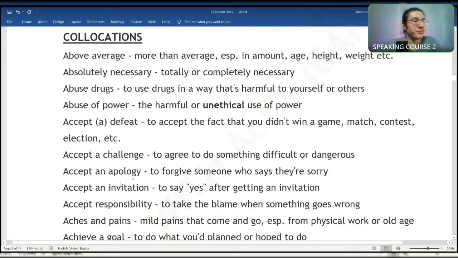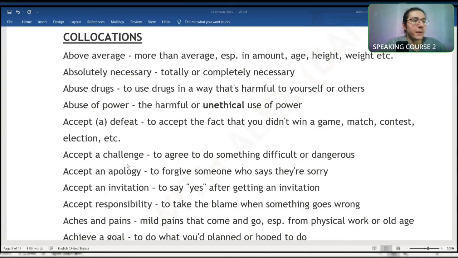Okay. Accept responsibility. Responsibility means the task, I guess, not specifically the task, but accepting that you have to do something. So whenever you say accept responsibility, you're saying okay, I'll do it. So let me give an example. When I started this course, I had to accept the responsibility of teaching every single day.